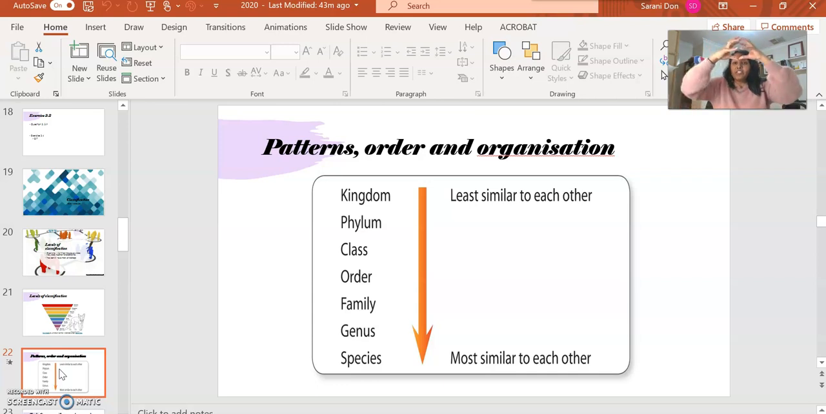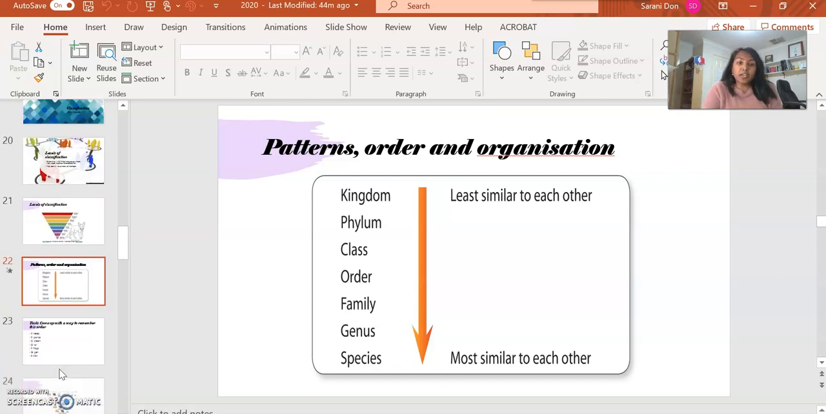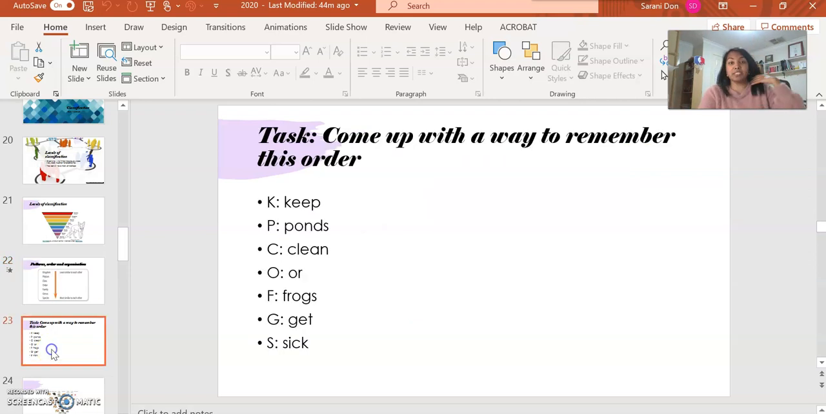At the top, it's when they're least similar to each other, so it's a big group of organisms. And as you go further and further down, these organisms become very similar to each other and will have very similar characteristics. There are ways where you can remember this particular order. For example, this is one that I just found online: keep ponds clean or frogs get sick. So that is the order.